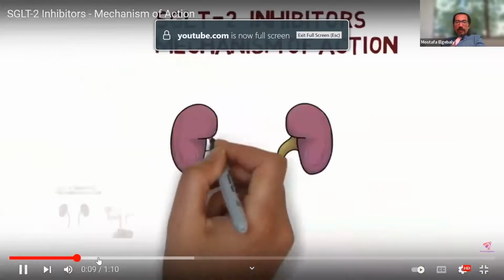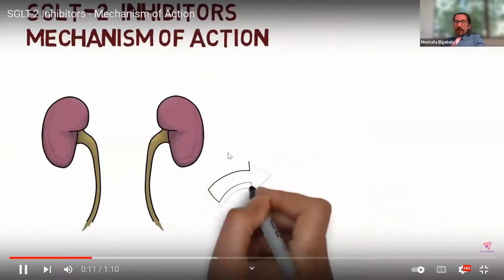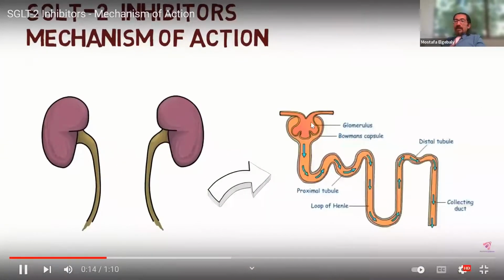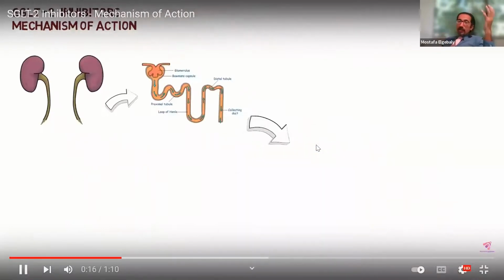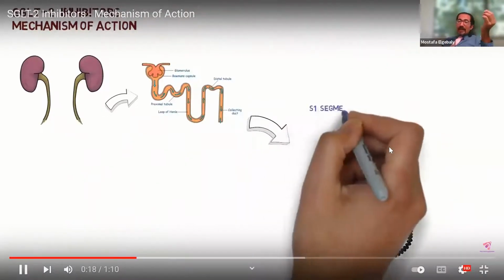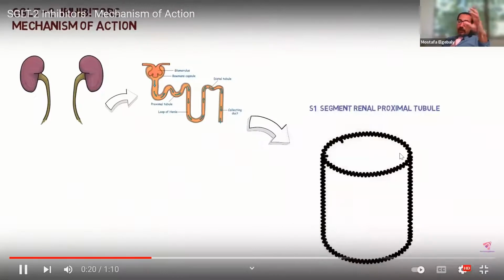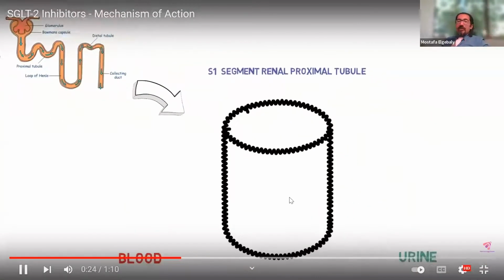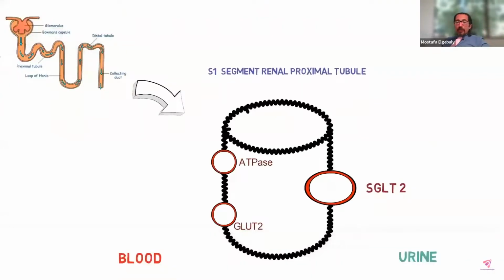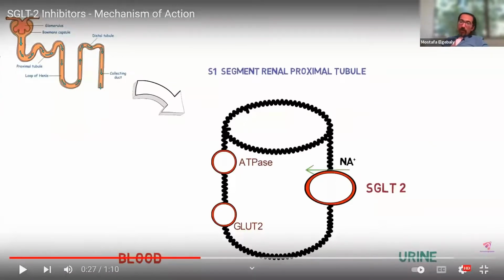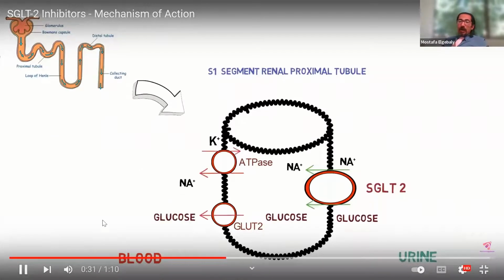Again, the location here is different. The kidney has different segments. We cover this actually in renal. And if you look at the cell level, there are different transporters. They move molecules in a certain direction. In this case, from the urine side to the blood. Sodium and glucose move back to the body.